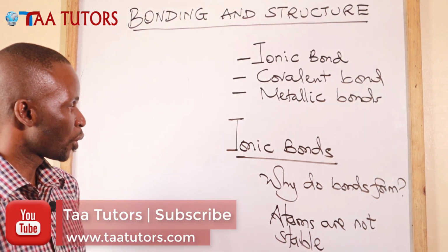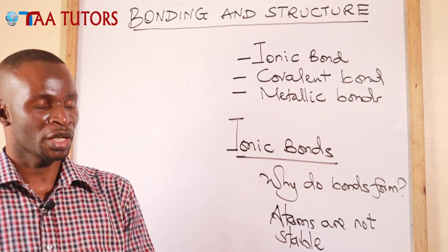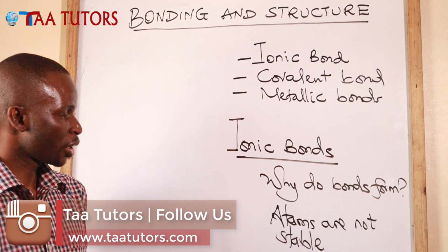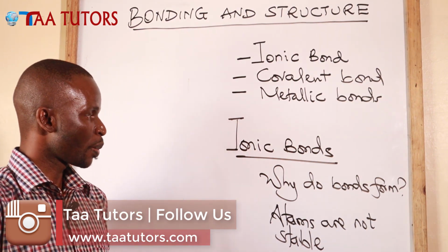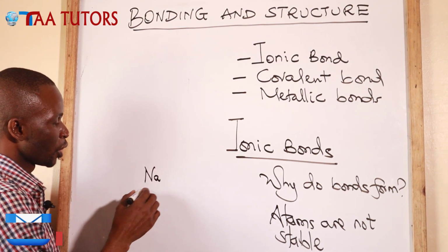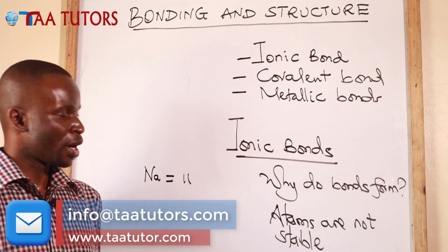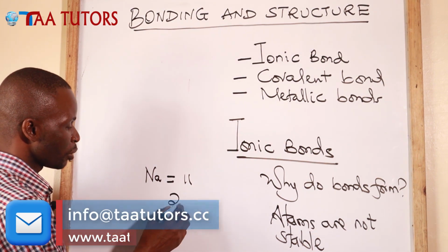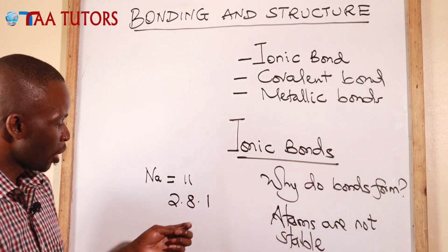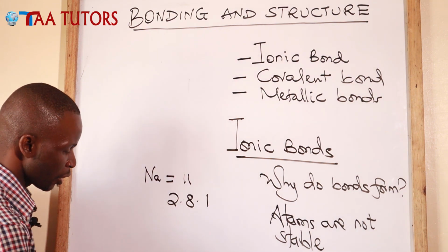As we know, they may try to be stable by either gaining electrons or losing electrons into their outer energy shell or out of their outer energy shell. Let us try to look at the atom of sodium. We know sodium is number 11 in the periodic table, and therefore the electronic configuration of sodium is 2, 8, 1. In this case, sodium has 1 electron in its outer energy shell.